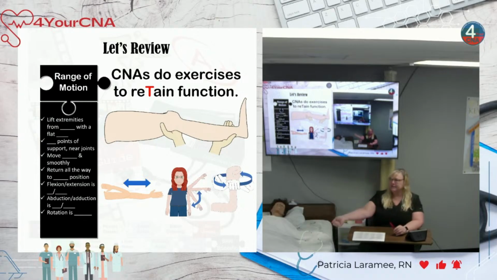This is flexion extension. Abduction, adduction is a side to side motion. Rotation is an around motion. You just do whatever the care plan says. Remember, a range of motion has to be a full range of motion. So we go all the way back down to start. So wherever you start is where you end.